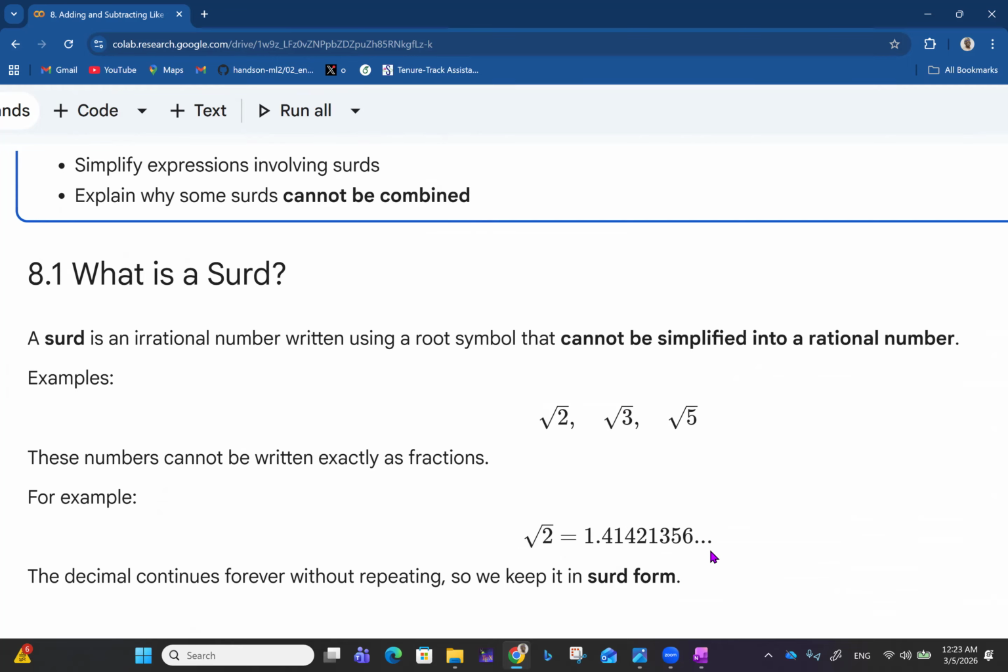So it's in decimal form that is non-recurring and non-terminating. As a result of that, it means that it cannot be expressed as a ratio of two integers. It cannot be expressed as a fraction like that. So the decimal continues forever without repeating. So we keep it in surd form as root 2 like that.